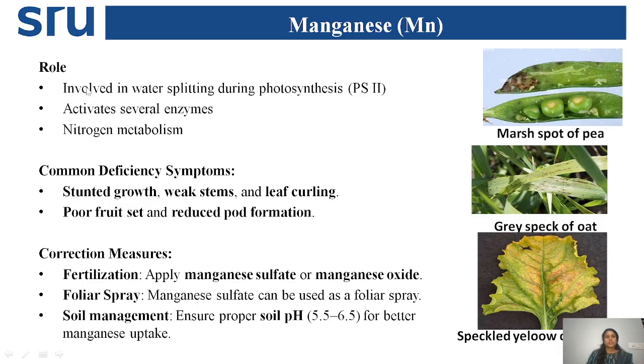Coming to manganese, manganese is involved in water splitting during photosynthesis. What it means: as I told you in the first lecture, during photosynthesis we have the Z scheme. This is photosystem 2, and another is photosystem 1. Here we have cytochrome, plastocyanin, plastoquinone, and at the end it will reduce NADP. This is the complete non-cyclic electron transport chain during photosynthesis.